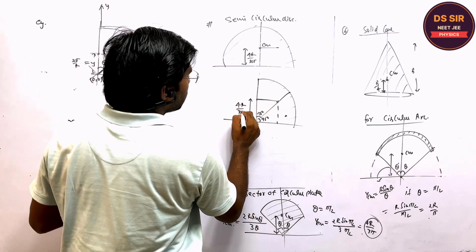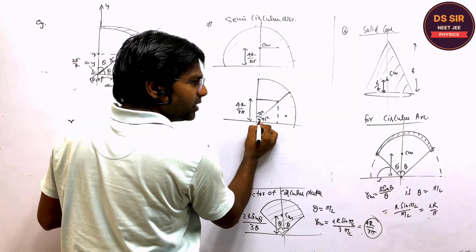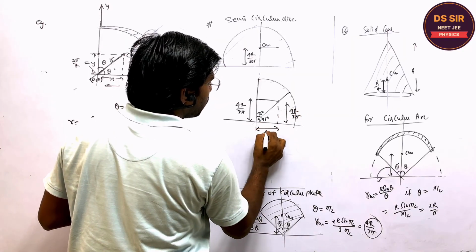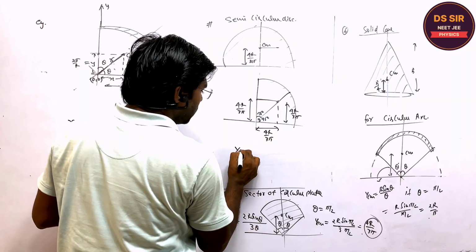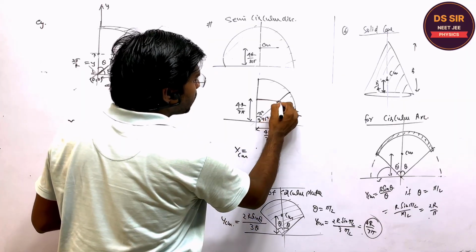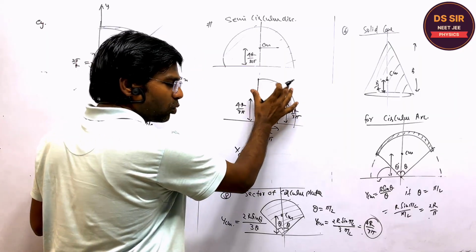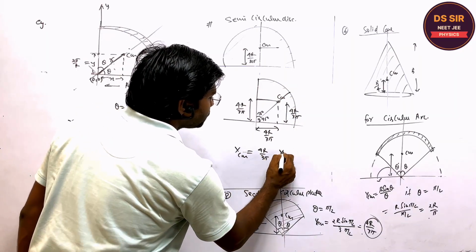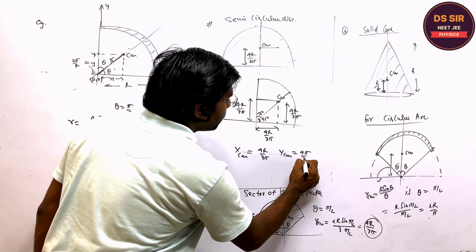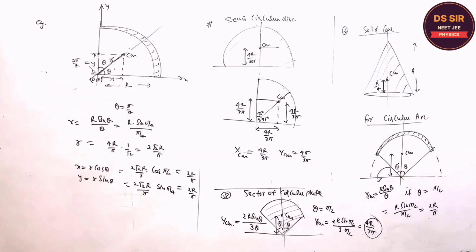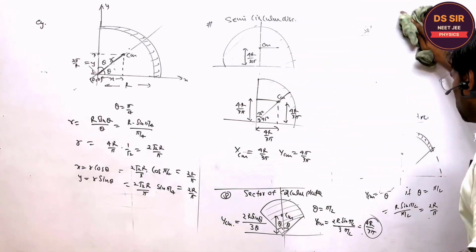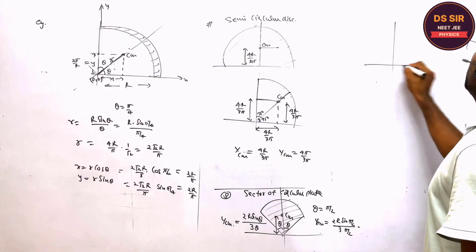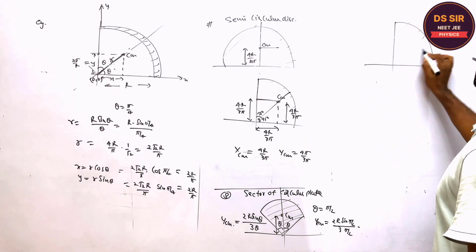So it is 4r upon 3 pi, and it is at 45 degrees. So it is also 4r upon 3 pi. So it must be 4r upon 3 pi. Although the XCM for the center of mass of this quarter disk is equal to 4r upon 3 pi, YCM is equal to 4r upon 3 pi. You can do it this way, but you can also find it with the help of the formula. Is it clear or not?